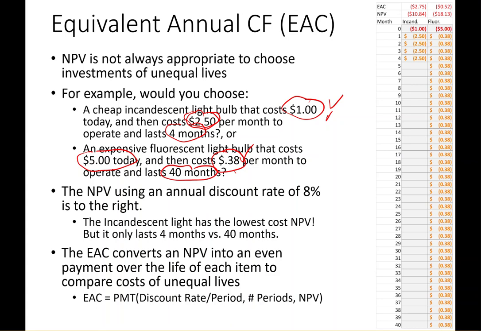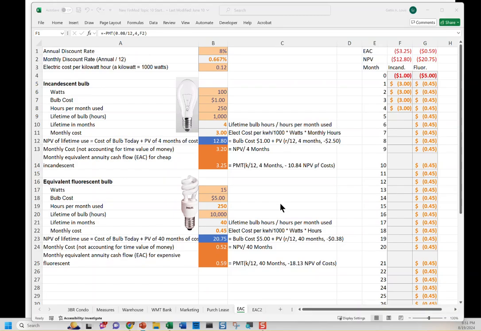So what we're going to do is calculate the NPV just looking at what we have so far. So when I do that, going to the spreadsheet, you see that if I spend $1 today, and then I just have an example here of $3 of electricity per month for the next 4 months, I calculate the NPV of that investment. And since these are months, I take my discount rate and divide it by 12, calculate the NPV. So in present value terms, it costs $12.80 to operate this light bulb for 4 months.